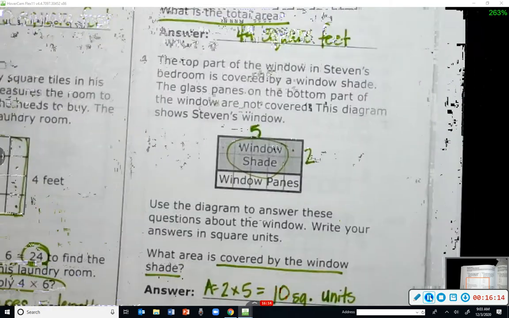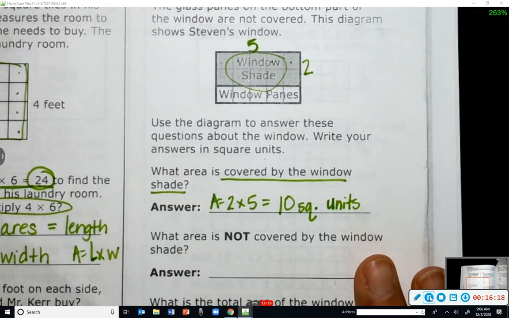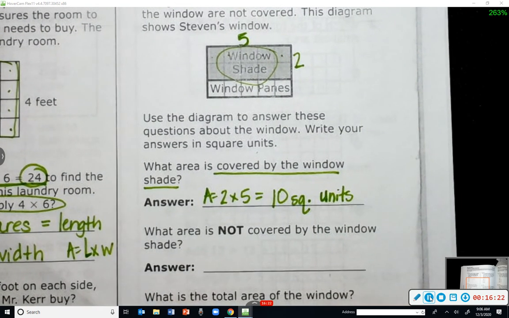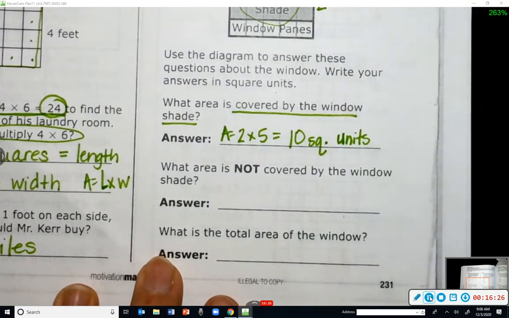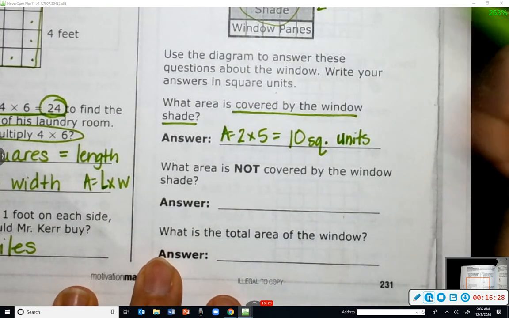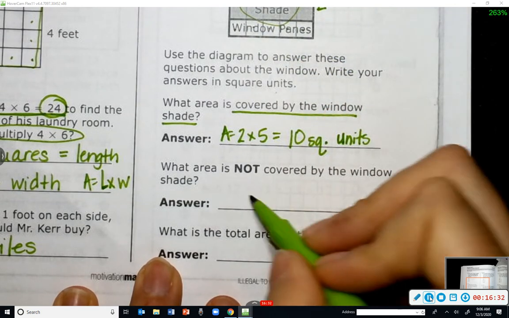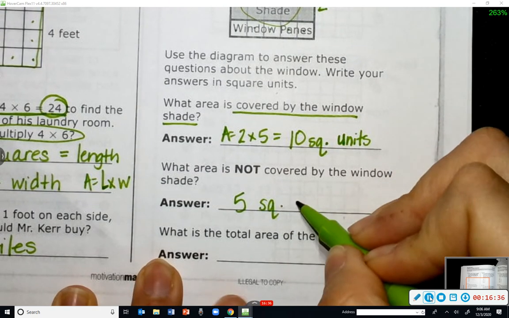Okay, the second part says, what area is not covered by the window shade? Not covered by the window shade. Kelsey, what do you think we do? I think we should count the white. Very good. There's 5. 1, 2, 3, 4, 5. So 5, and we would say square units.